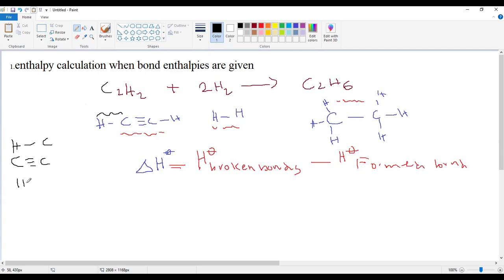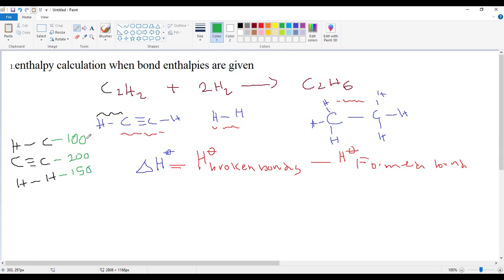Hydrogen-hydrogen bond is there. So these are the 3 different types of bonds present in the compounds, and all of their bond energies will be given. Now let's say hydrogen-carbon is 100. I'm just putting, okay, not the real values. Carbon-carbon I'll take 200. Hydrogen-hydrogen I'll take 150.